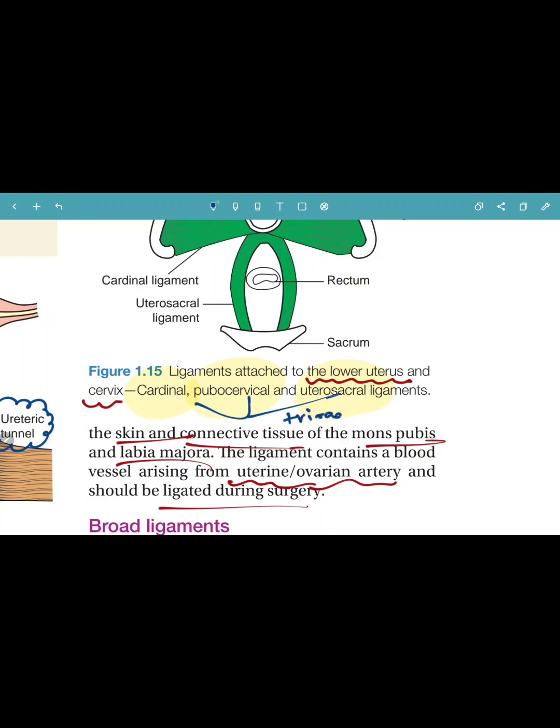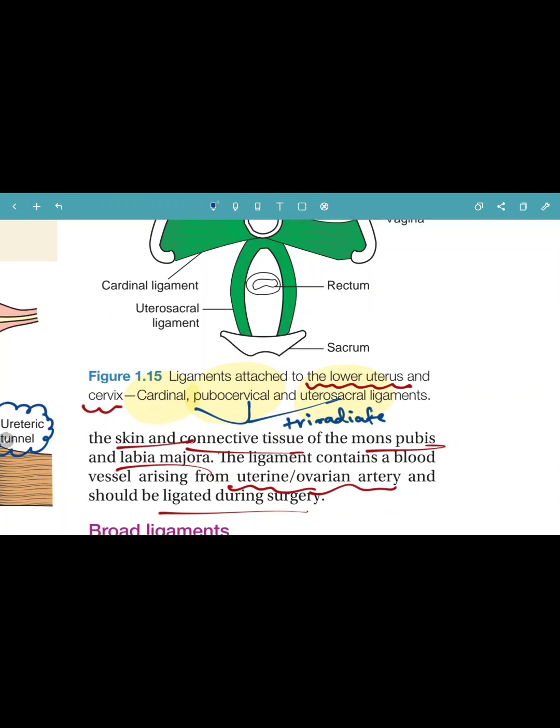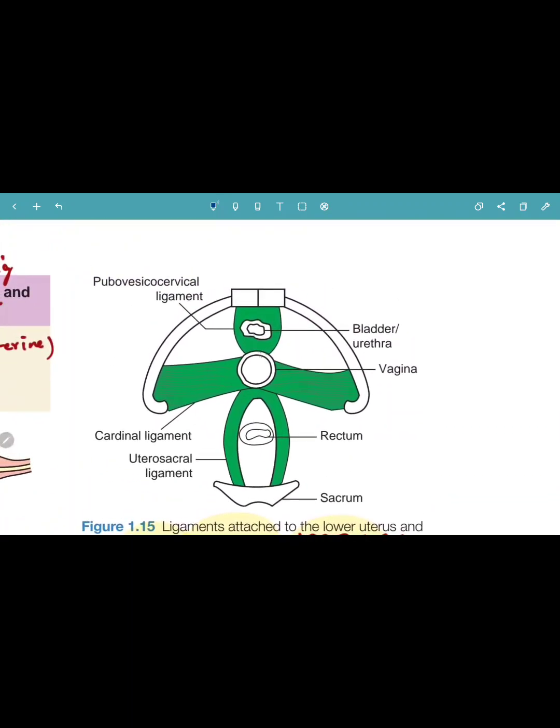So the triradiate ligaments consist of the cardinal, pubocervical, and uterosacral ligaments. If you look at this figure, this is your sacrum, this is your rectum, this is your vagina, and this is your bladder. Your three holes are the rectum, the vagina, and the bladder with the urethra. This is your mons pubis, so this is your pubis and this is your sacrum.